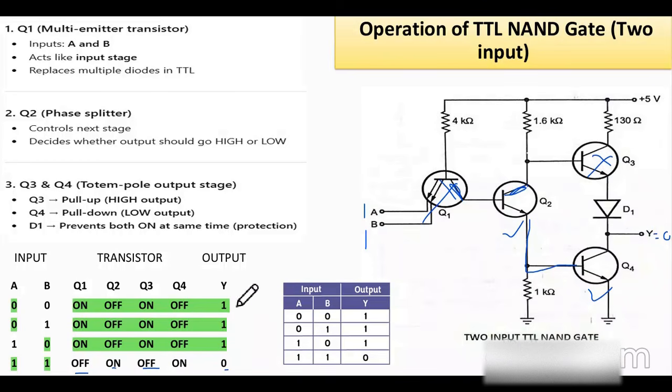These three are the same, only this one is different. So this is all about the designing of NAND gate using TTL. 0 0, 0 1, 1 0 के लिए same, I repeat again, और 1 1 के लिए ये table remember कर लो और ये diagram remember कर लो, और case 1, case 2, case 3, case 4 के हिसाब से answer. Thank you.